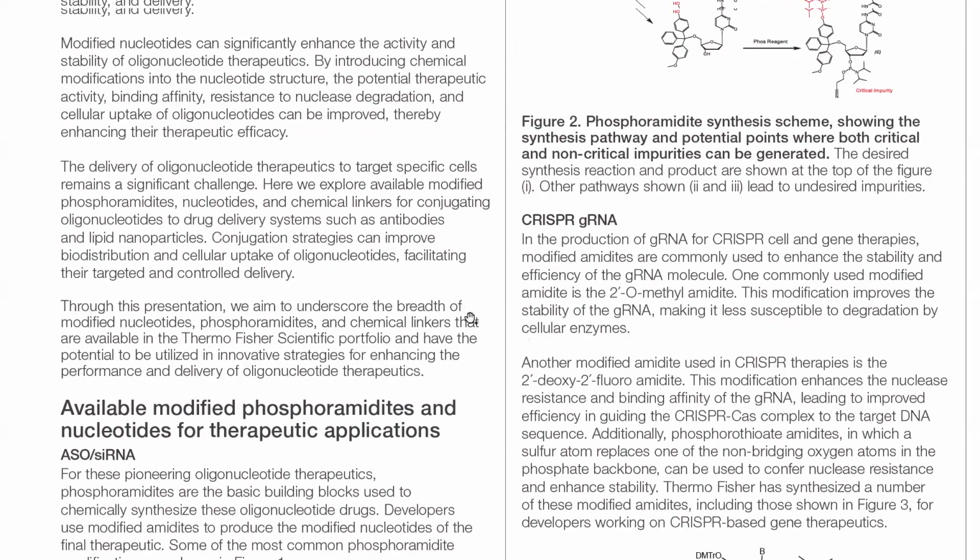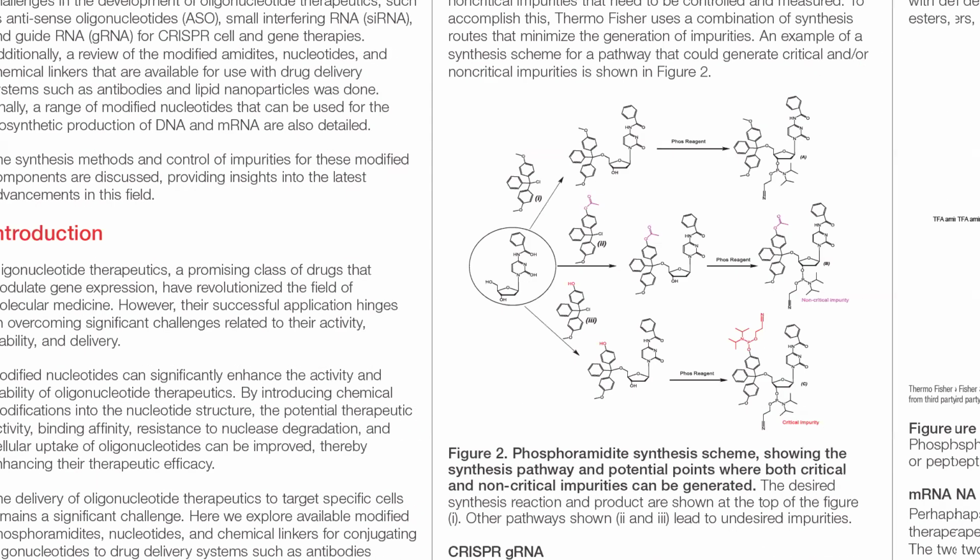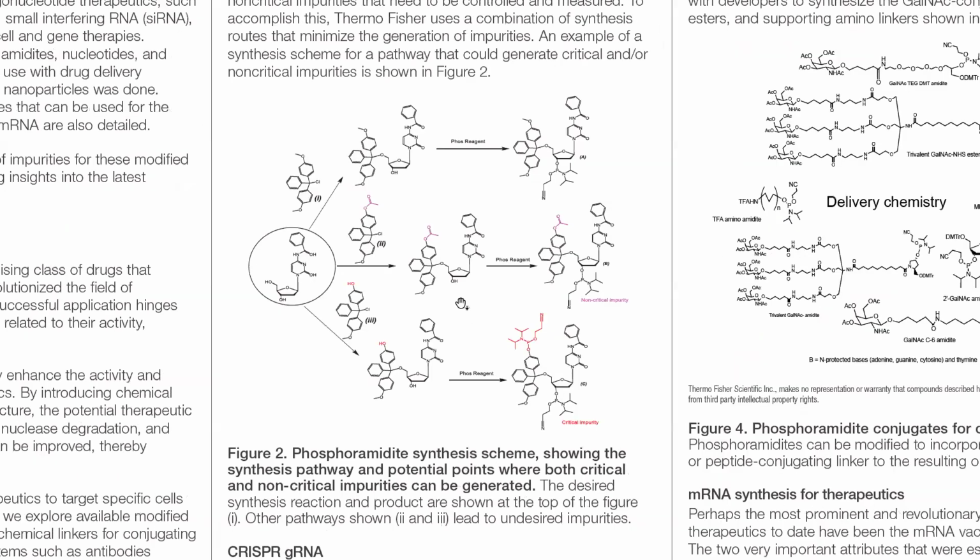Now I'm going to move up to Figure 2 here. During phosphoramidite manufacturing, impurities can form. Thermo Fisher takes key steps to characterize and understand the impurity profiles generated during amidite synthesis, and the data generated provides information needed to adjust synthesis pathways to prevent or decrease the burden from critical impurities. An example of the phosphoramidite synthesis scheme and where impurities can be generated are shown here in Figure 2.